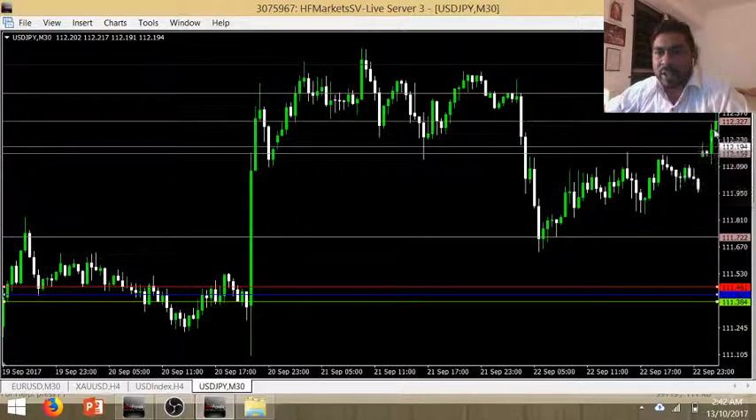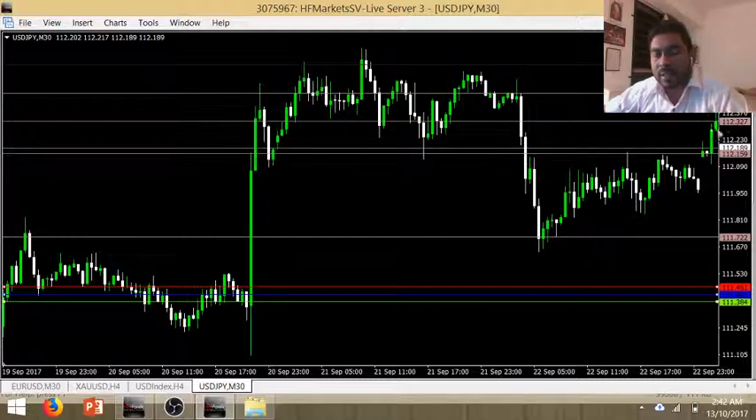It tried to break this level, but unfortunately it was unable to break this level, so the price closed below. So always wait for the candle to close, guys. If the candle doesn't close, you do not have a clear signal. I'm viewing this on a 30-minute chart. I would also recommend you to trade on a 30-minute chart minimum, or 15 minutes. So wait for the candle to close.